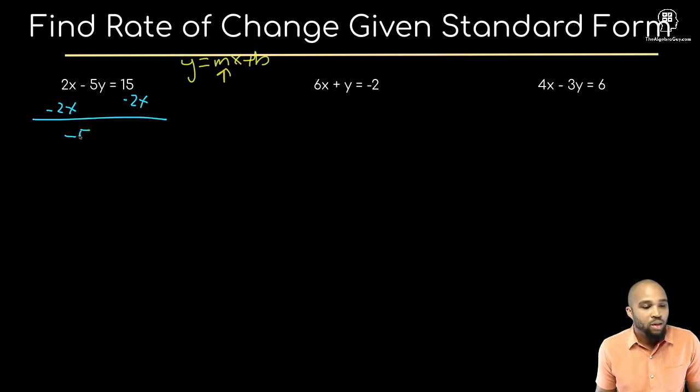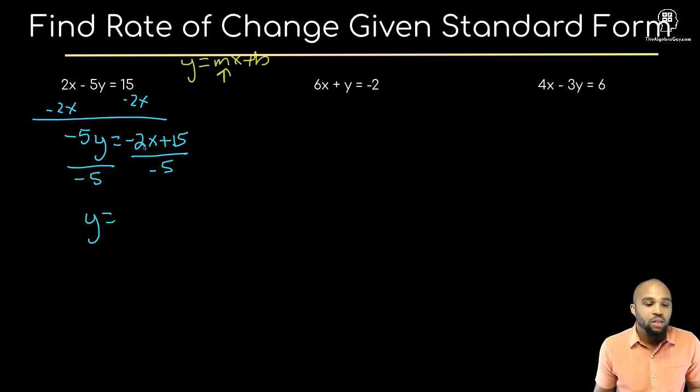Now that leaves me with negative 5y equals negative 2x plus 15. Notice I left that negative attached to that 5. That's another mistake that can be made. So that's a negative 5y. Now I'm going to divide by negative 5 and divide by negative 5. Negative 5 and negative 5 just gives me that y.